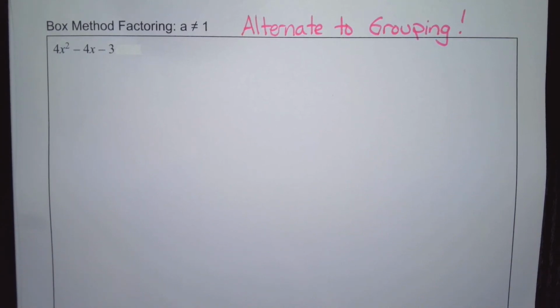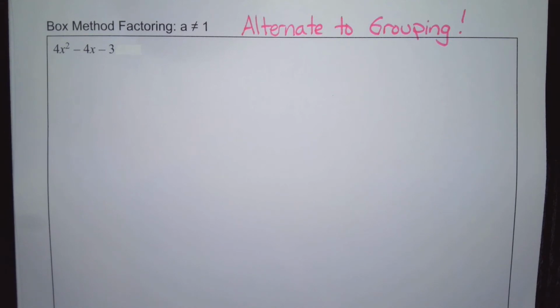Hi everyone, I'm going to show you an alternate method to factoring when a is not equal to 1. So this is an alternate to the grouping method. My advice, if the grouping method is not clicking for you, I highly suggest trying this other method. If you are absolutely fine with grouping, stick with grouping. But this is another method that some students have found to be a bit more organized and potentially a bit nicer to them. So, box method factoring.